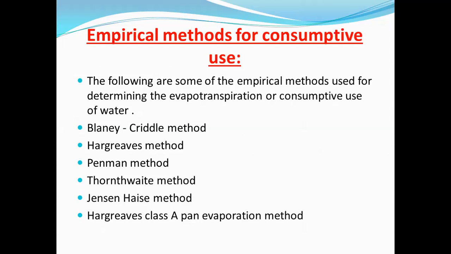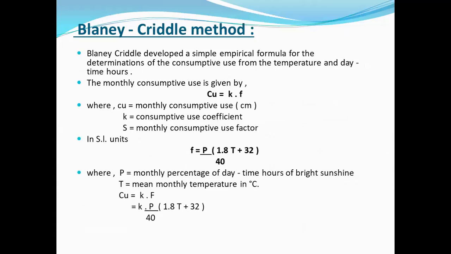It includes six methods. First is the Blaney-Criddle method. Second is the Hargreaves method. Third is the Penman method. Fourth is the Thornthwaite method. Fifth is the Jensen-Haise method, and the last is the Hargreaves class A pan evaporation method. We can understand this easily through the description, starting with the Blaney-Criddle method.